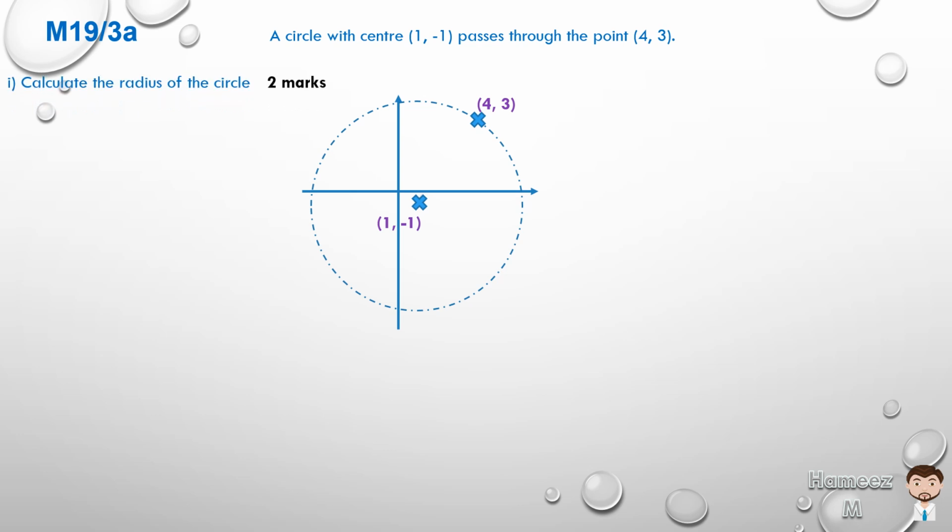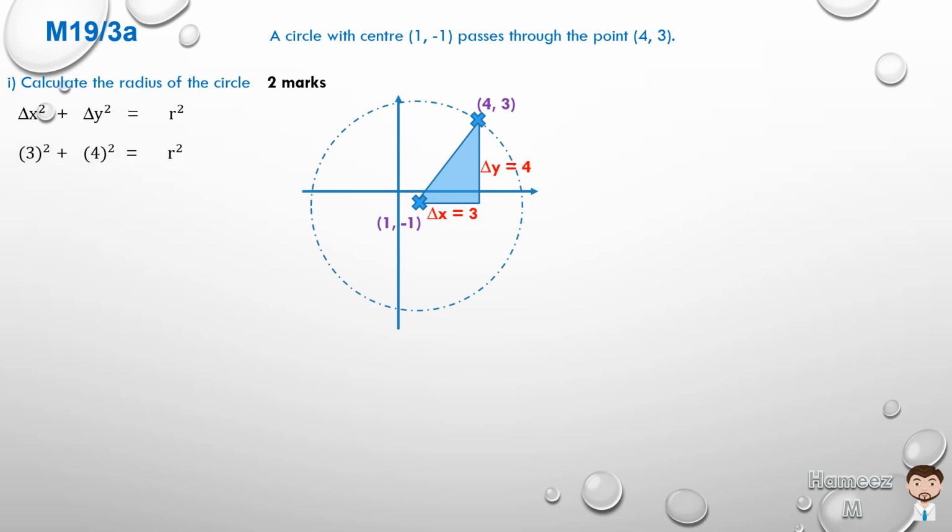So if we consider a right angle triangle from the center of the circle to the circumference, we can see that the change in x, moving from a value of 1 to a value of 4, means that delta x is equal to 3, and the change in y, moving from -1 to 3, means delta y is equal to 4. So we can substitute into Pythagoras' theorem. Change in x squared plus change in y squared is equal to r squared, the length of the radius.